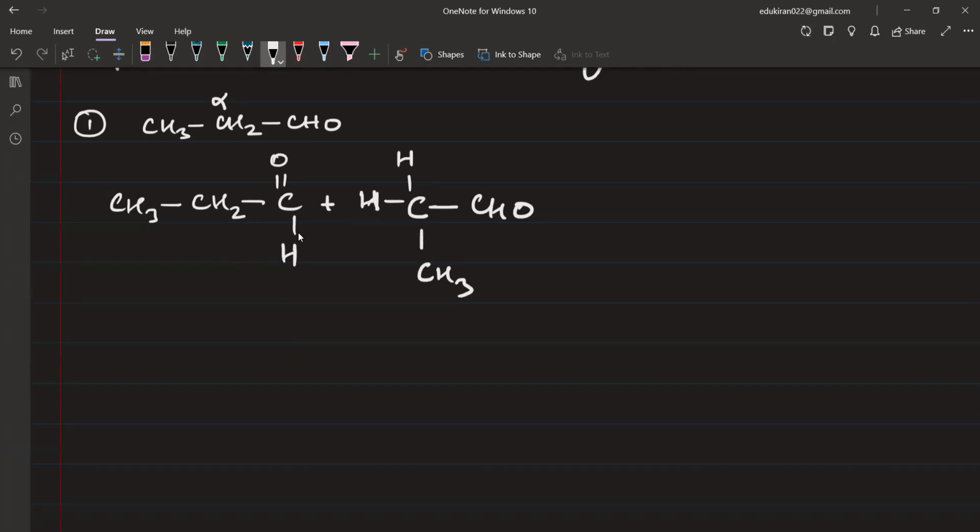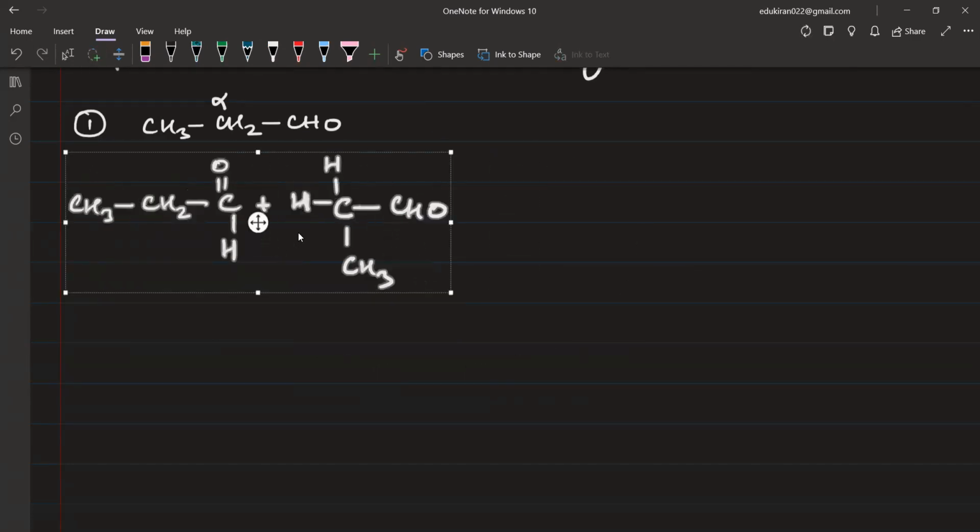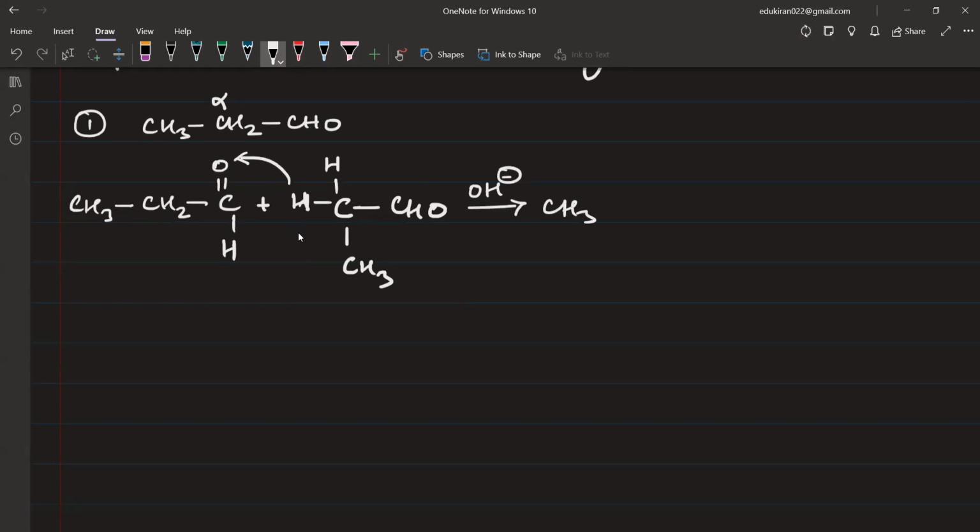Now, what is going to happen? In the presence of OH negative, this hydrogen will go attached here, and you will get CH3, CH2, carbon with the OH, this hydrogen as it is, and a bond between the carbonyl carbon and the alpha carbon like this. Now, it has only one hydrogen because the other hydrogen has gone to oxygen. This alpha carbon had CH3, that will be as it is, and then CHO. Now, this is aldol.